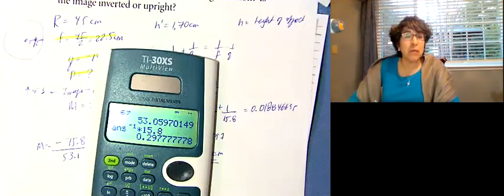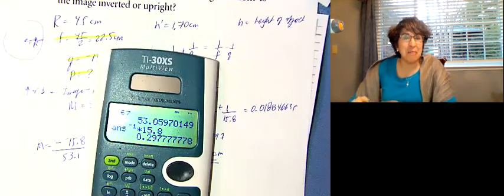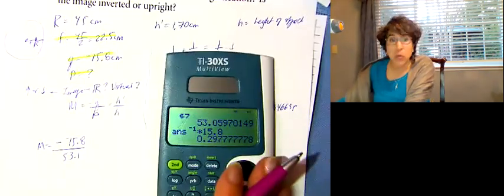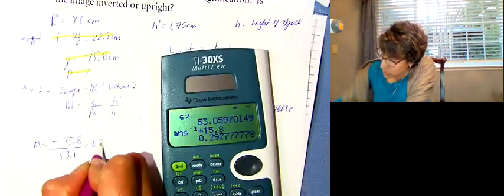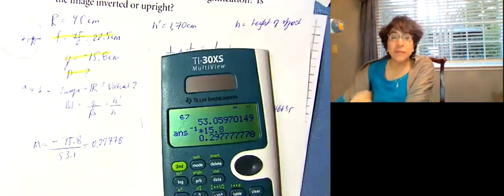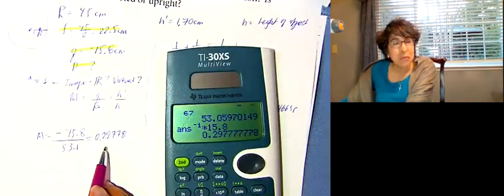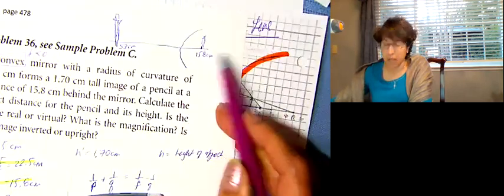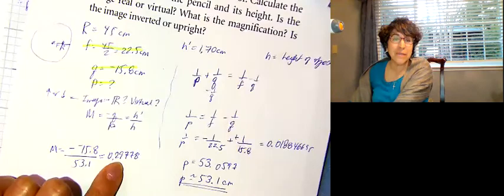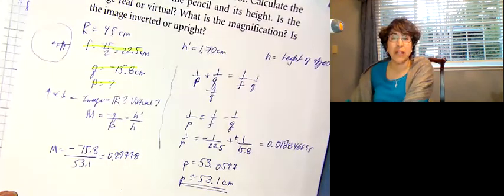Okay, I just want to make sure I'm recording this. All right, so there it is. We have our magnification is 0.2977, etc. Okay, there we go. So the magnification means it shrunk. From my object, it shrunk down to about 30% of its original size. Okay, 0.29778.